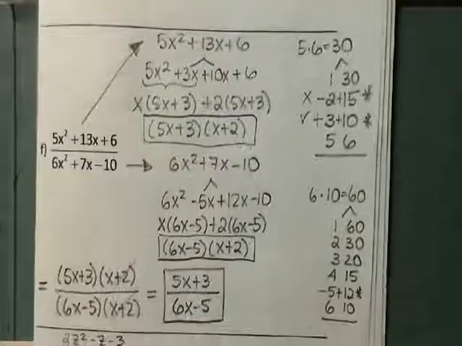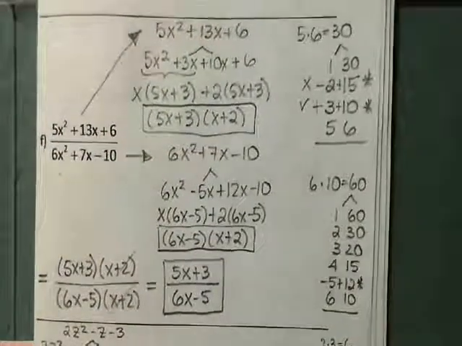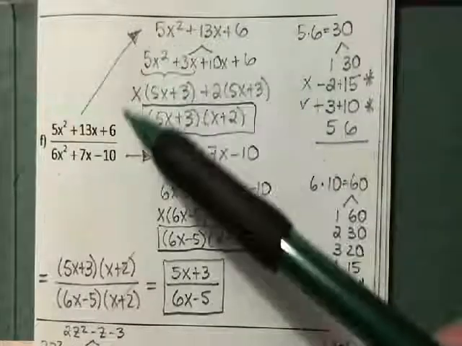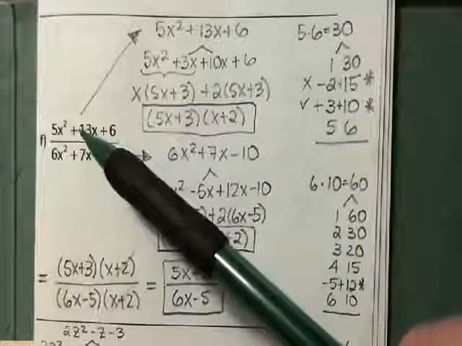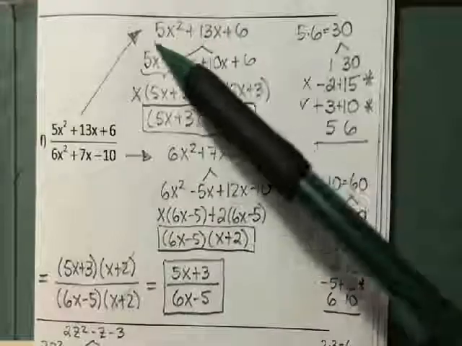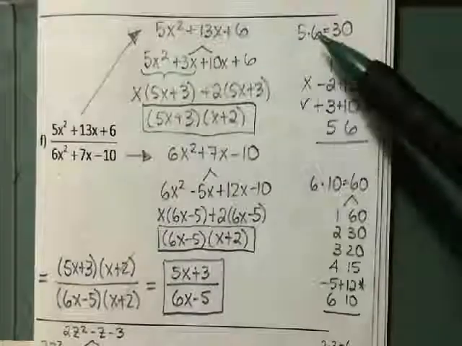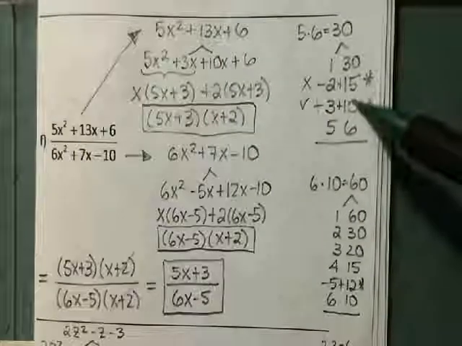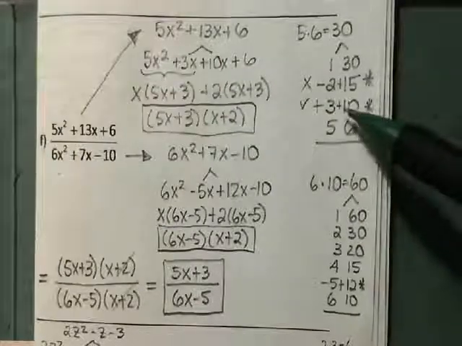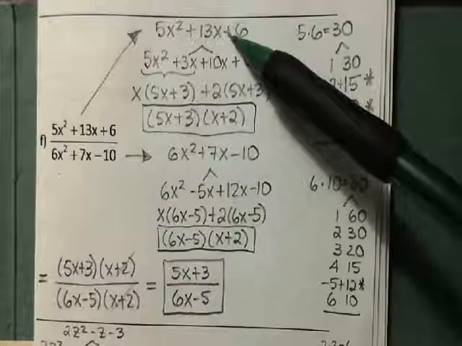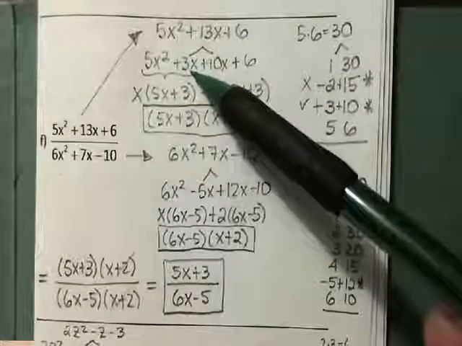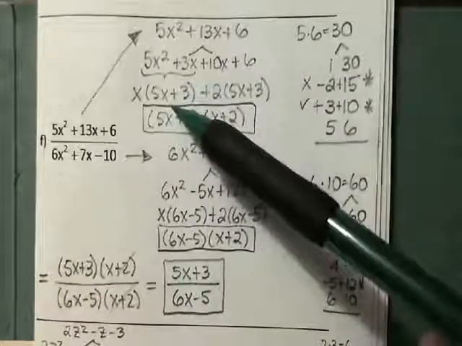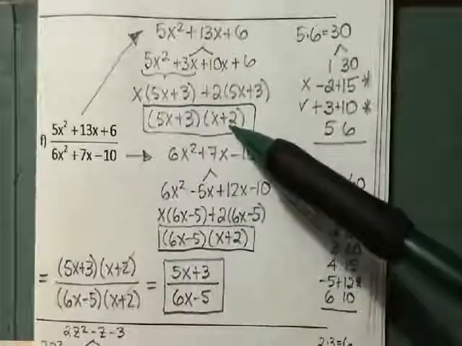Next one. Next one is a little more complex. It's not really complex, it's just more work to be done. Basically, I took this guy over here and did the factoring. 5 times 6 gives you 30, and I'm looking for a number that gives me 13. There were 2 options, but I picked this one because a positive and a positive give me a positive. So I broke it down as 3x plus 10x, did the grouping, and I got that.